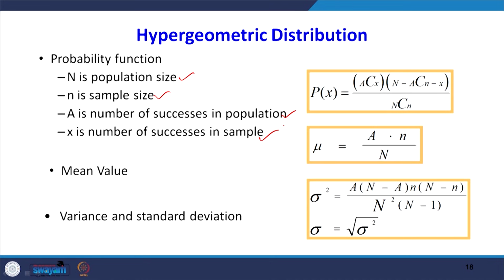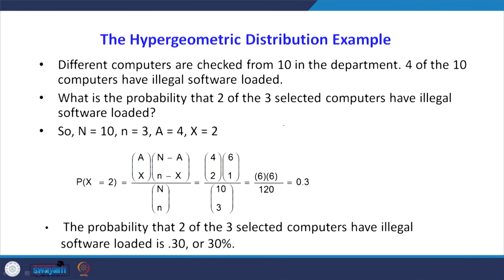The mean value is A multiplied by n divided by capital N. The variance of the hypergeometric distribution is A times N minus A times n times capital N minus n divided by N square times N minus 1, and the square root of sigma square is the formula for standard deviation. We will see one problem here.